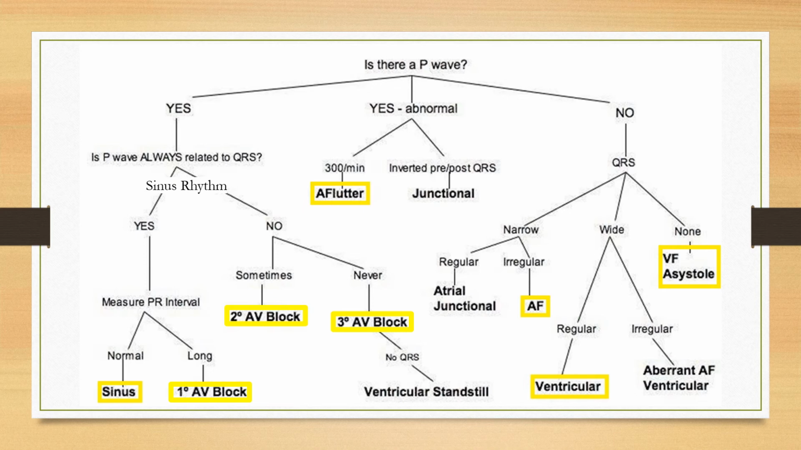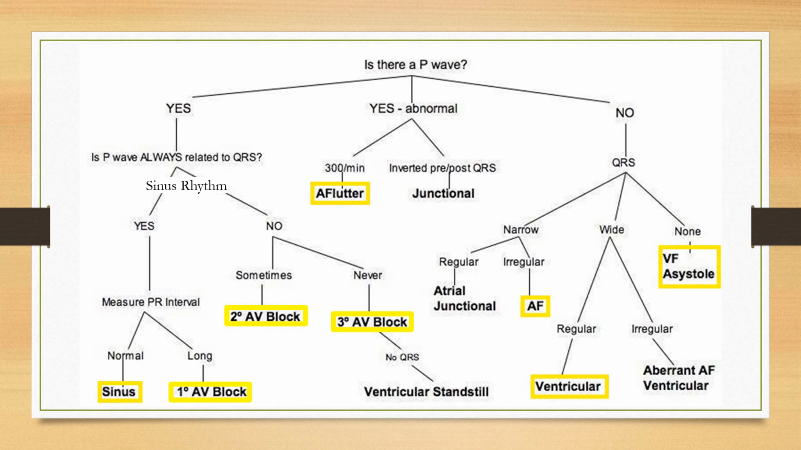Now let's go down the left arm. So is the PR interval normal, meaning less than one large box or 0.2 seconds? If the answer is yes, you're done. You have normal sinus rhythm, assuming it's between 60 and 100. If it's less than 60, it's sinus bradycardia. If it's greater than 100, it's sinus tachycardia.